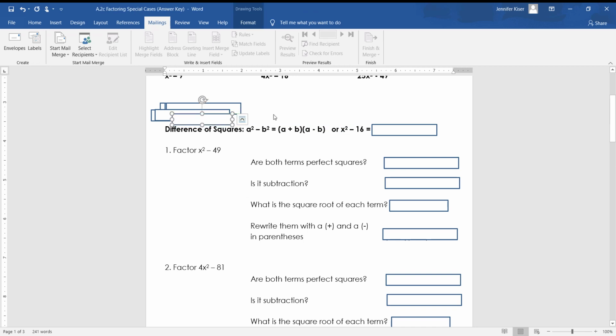And you can always FOIL this back out like we did up there if you want to make sure that you get the same thing, because you'll have a squared and then minus an ab and then plus an ab, minus b squared. So your two middle terms will cancel for that one.